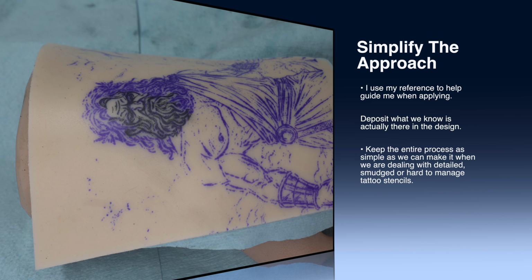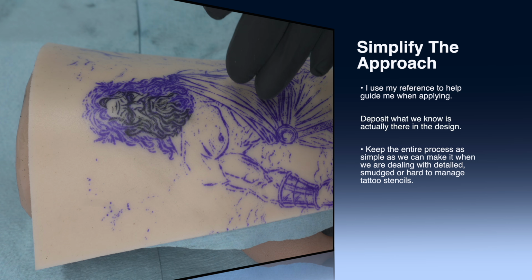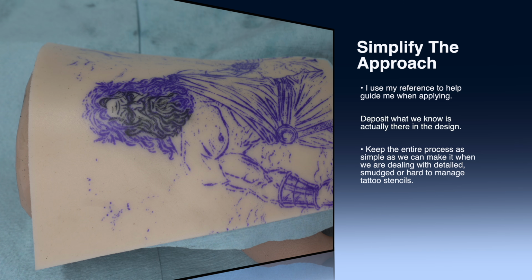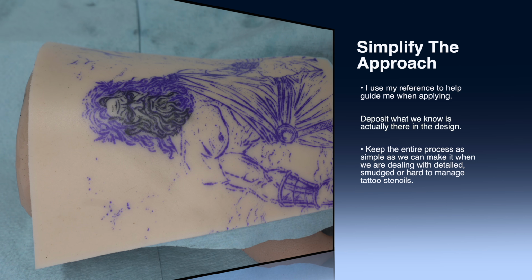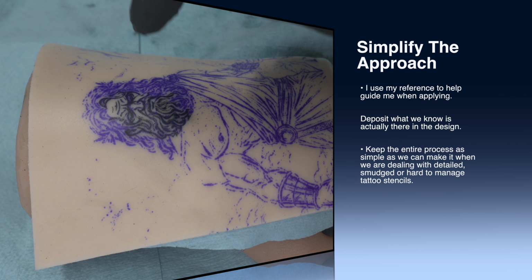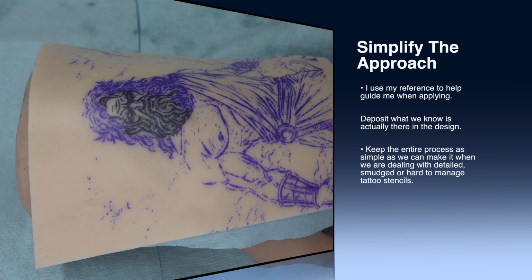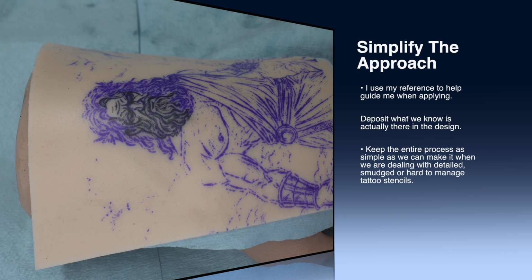I'm going to start shifting my mental from a state of panic to a state of certainty. I'm going to look at the design, take a look at the reference, and start depositing what I am positively sure is absolutely supposed to be there. This is important. We have to make sure that we're depositing the areas that are supposed to be there, not what we think is supposed to be there, which is why having a reference can absolutely come in handy. You can see I'm keeping the process simple. By simplifying this approach, I'm able to minimize the amount of mistakes and choices I would have otherwise made.